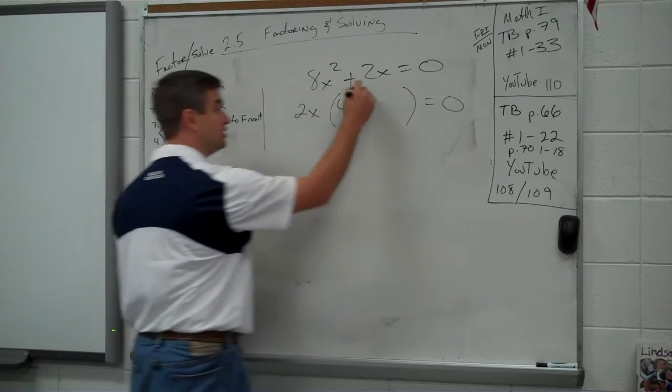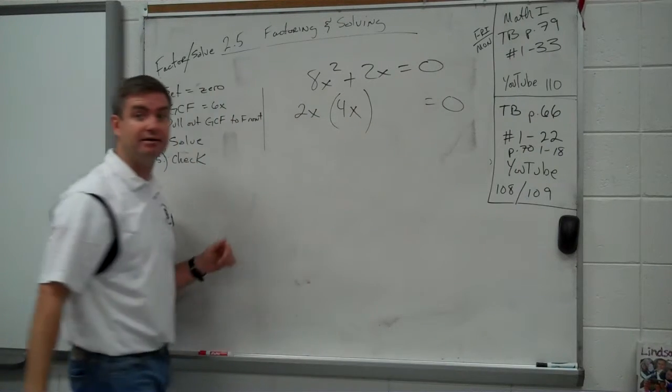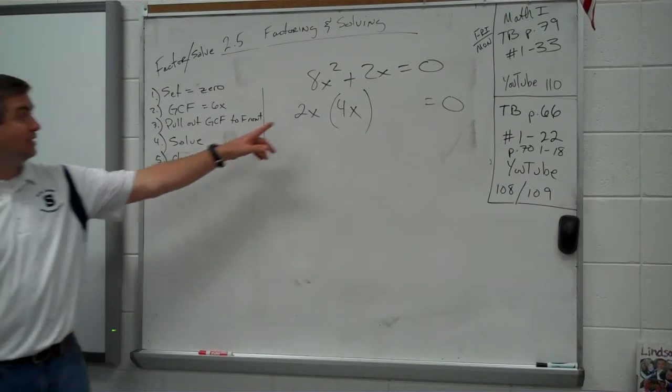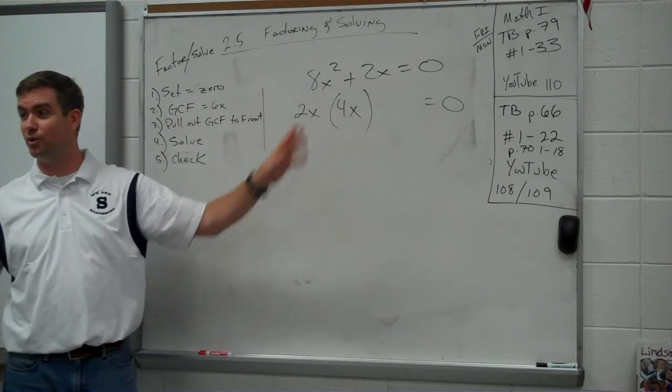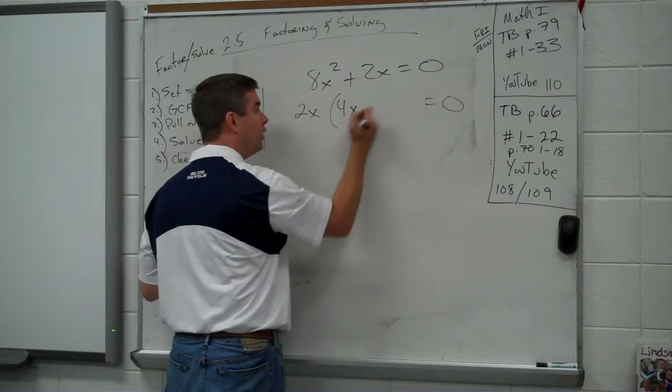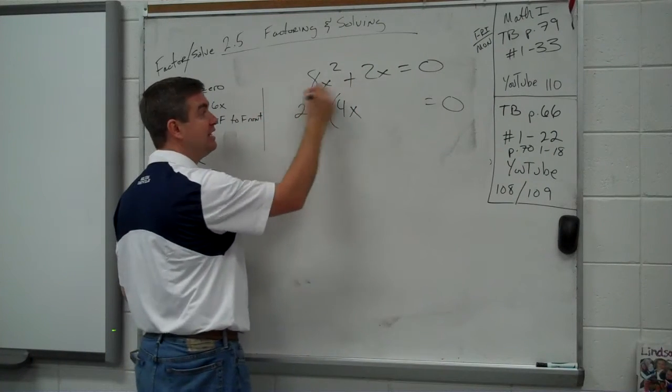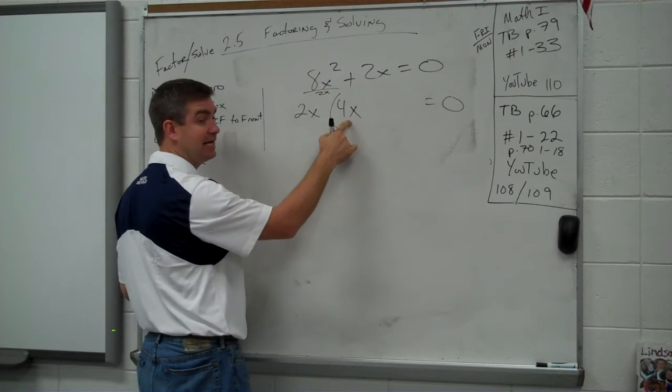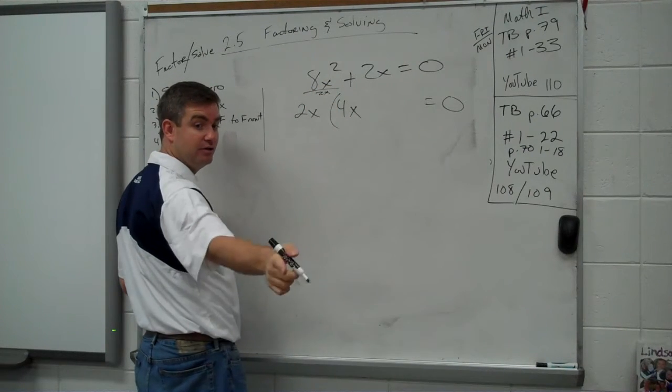Some people want to just finish it out and put the parentheses there and say, I pulled out a 2x, 2x over 2x, it goes away. That's not correct. That's why I'm showing you this example. When I take 2x out as my GCF, that means I divide that by 2x and I get 4x. Everybody's good there. You got the answer?